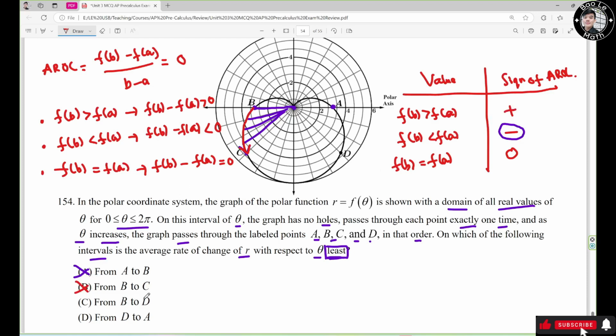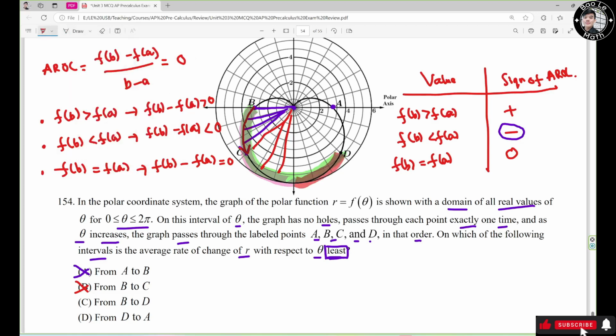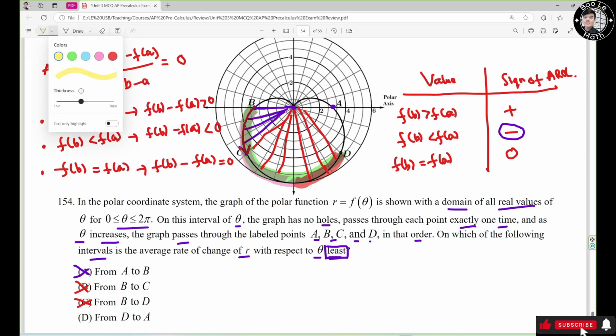Now next one, from B to D, right? It's gonna be this one right here. So within this interval, we need to split this one into two intervals. From here to here, it's getting bigger and bigger, right? Because the radius is getting bigger, right? But from here to here, the radius getting smaller and smaller, right? So it's conflict, right? Within the interval from B to D is conflict, right? So answer choice C is not correct. Now answer choice D, from D to A. From D to A, you see that the radius getting smaller and smaller, right? A is least, right? It's right here. You see that? The distance getting smaller and smaller from D to A.